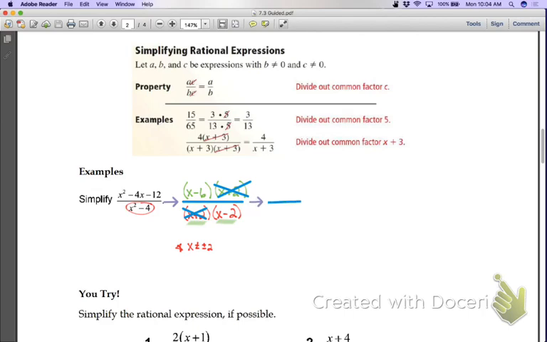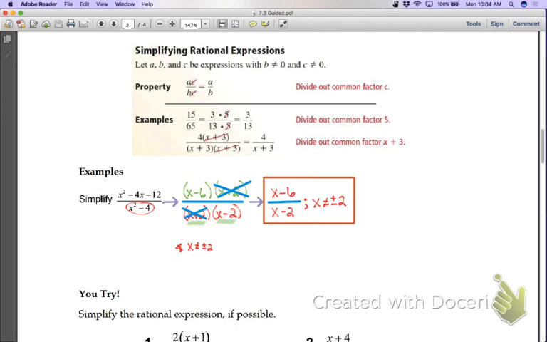Nope. So then my final answer is just going to be x minus 6 over x minus 2. And then I need to put my restriction, x cannot be equal to plus or minus 2. That's my final answer.